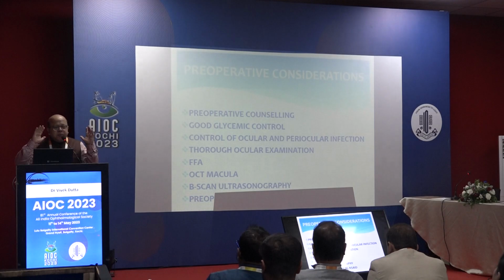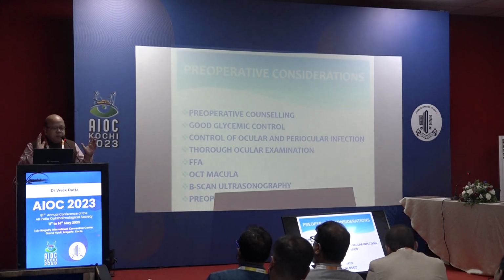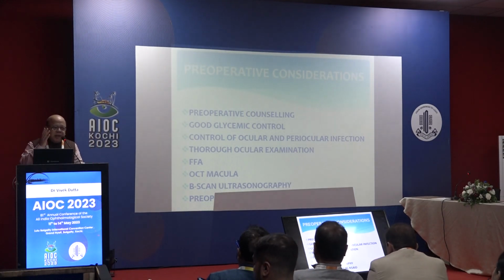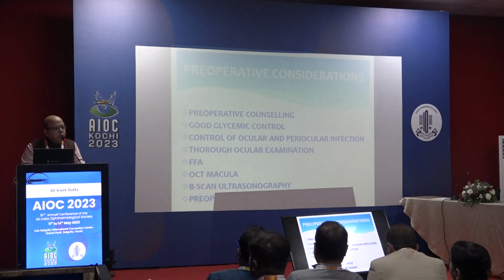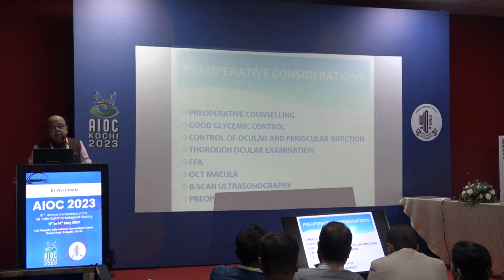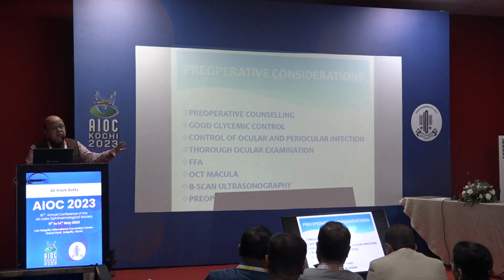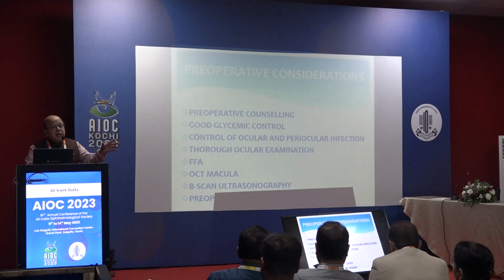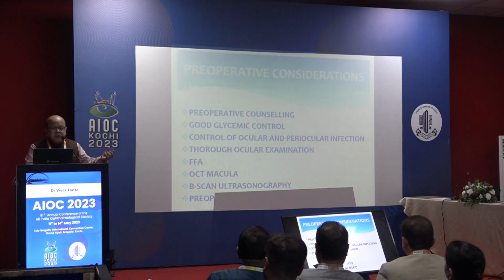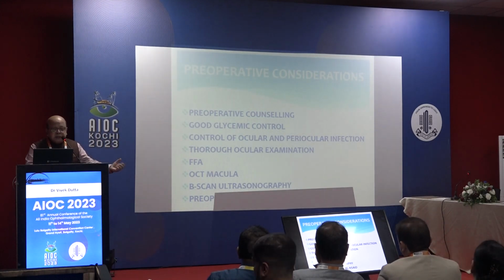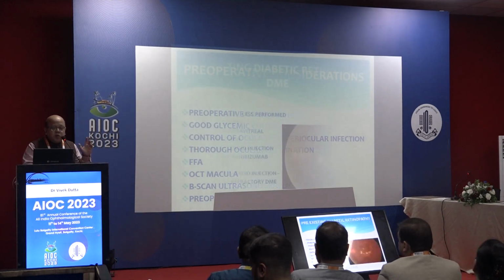So we need to do preoperative counseling, which is very, very important, to the patient about the expectation of visual outcome in such cases. And it's so important to have good glycemic control and control of ocular and periocular infection, because the conjunctiva in diabetics is more prone to Staph aureus, Streptococcus, Klebsiella, and other infections. So we have to be very, very thorough. Asepsis is important. Preoperatively, a thorough ocular examination.